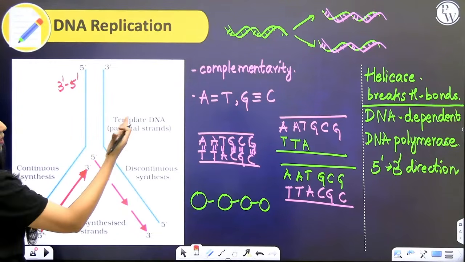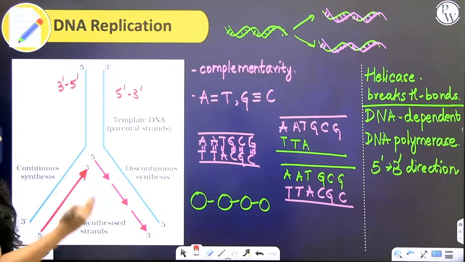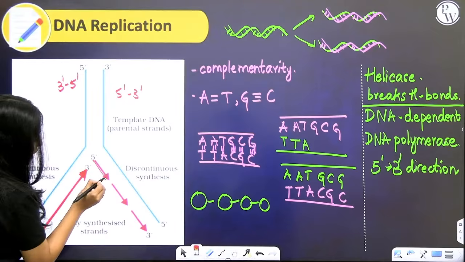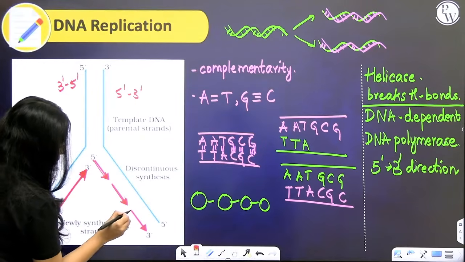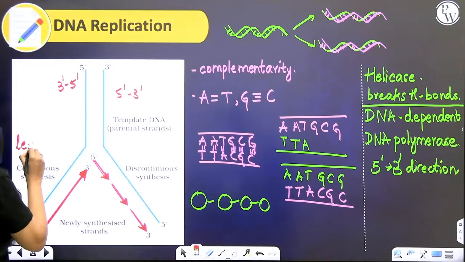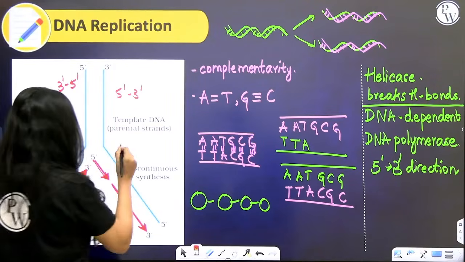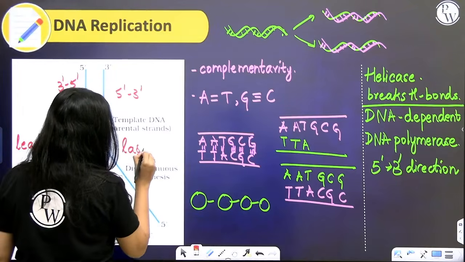On the template strand that has the polarity 5' to 3', it will get synthesized for sure, but it will get synthesized discontinuously, away from the fork. Wherever continuous synthesis happens, that is called the leading strand. Wherever discontinuous synthesis occurs, that is called the lagging strand.